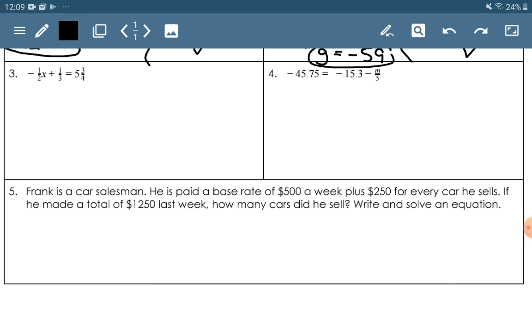Moving on to number 3, negative 1/2 x plus 1/3 equals 5 3/4. Here I want to focus on the side that has my variable. So put your dotted line in if it's helpful. The x is on the left side, so I'm only looking at the left side right now. I've got a negative 1/2 and I've got a positive 1/3. I want to get rid of what's furthest away or not directly attached to my variable, and that would be my positive 1/3 or my plus 1/3. The 1/2 is right next to it. So I'm going to get rid of that plus 1/3 by subtracting 1/3.